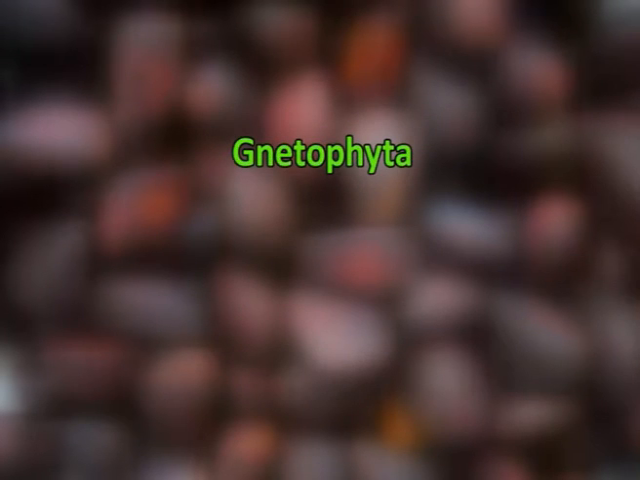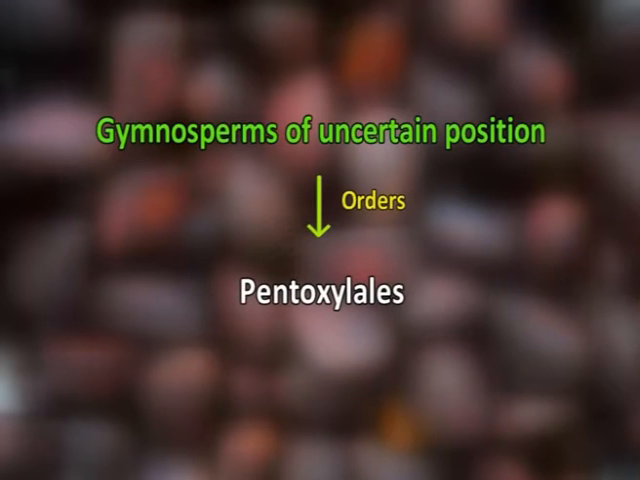Division 5, Gnetophyta, bearing a single order, Gnetales. And Division 6, Gymnosperms of uncertain position, having 2 orders, Pentoxylales and Vojnovskyales. Sporne has not given his own classification. He followed the classification system proposed in 1954 by Pilger and Melchior.